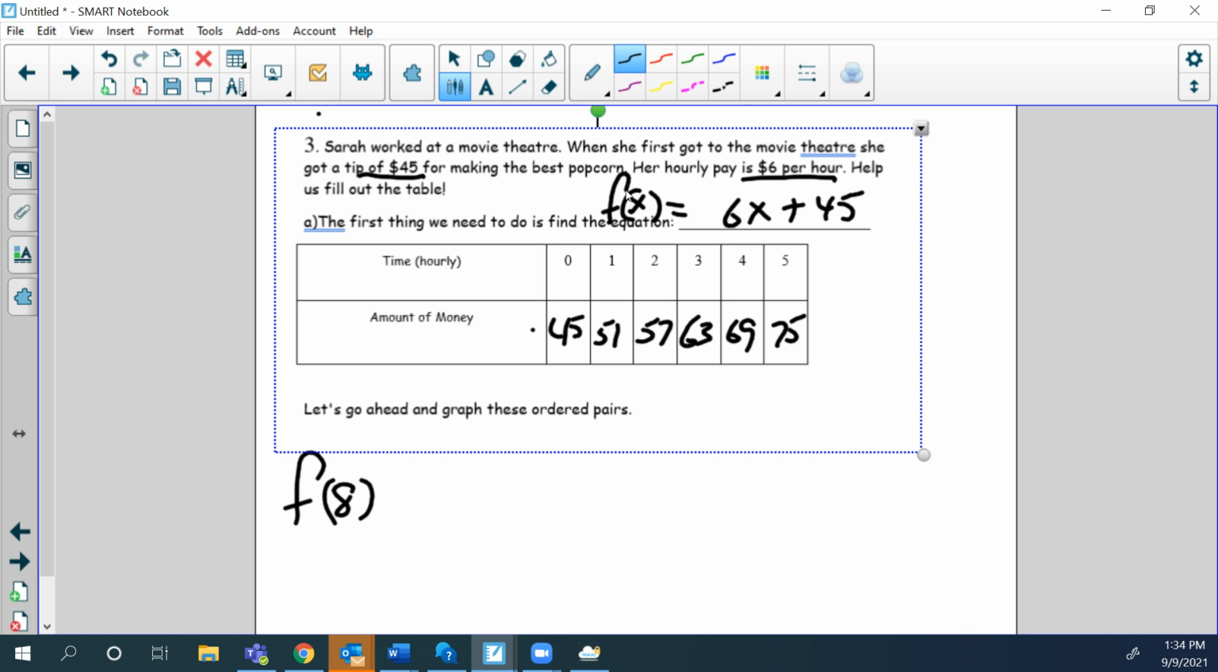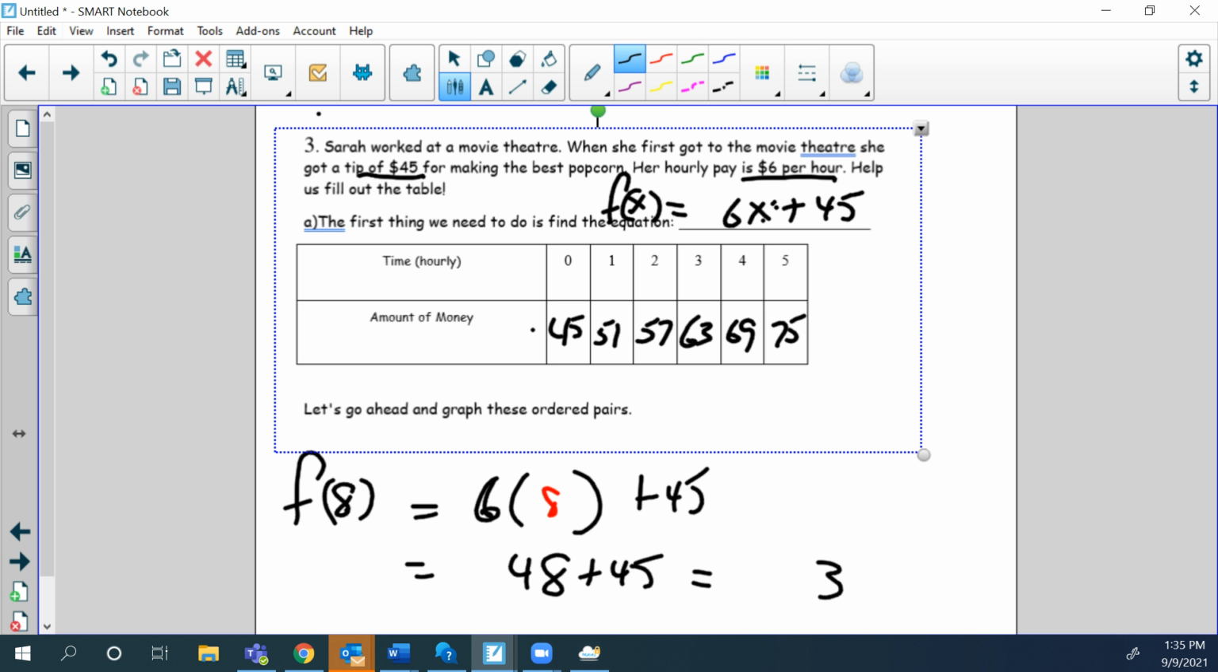Remember, f of 8 now is just asking what is the y value when x is 8. So all I'm going to do now is just replace x with 8. So it's going to be 6 parentheses 8 plus 45. See what I did? I just replaced the x with 8. It's asking for what is the value when x is 8. And so that's going to give me now 6 times 8 is 48 plus 45. I think I did this too. So that's going to give me 93.